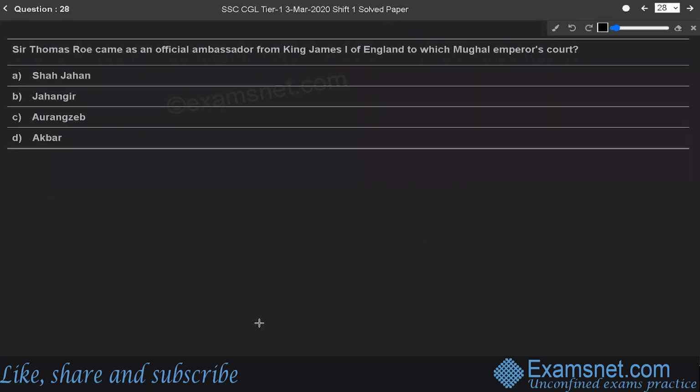Next question is, Sir Thomas Roe came as an official ambassador from King James I of England to the court of which Mughal emperor? Shah Jahan, Jahangir, Aurangzeb or Akbar. So let us talk about all of them one by one. First emperor is Shah Jahan. He was a great emperor of his times. His original name was Shihab al-Din Muhammad Khurram.